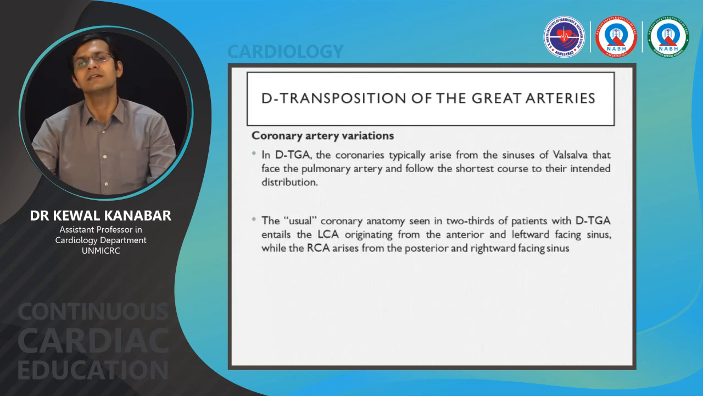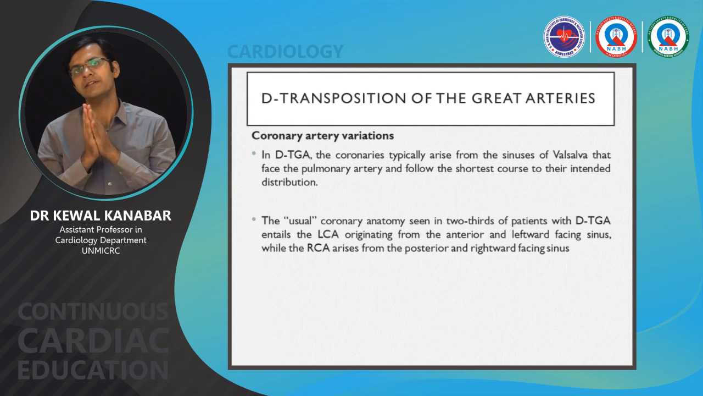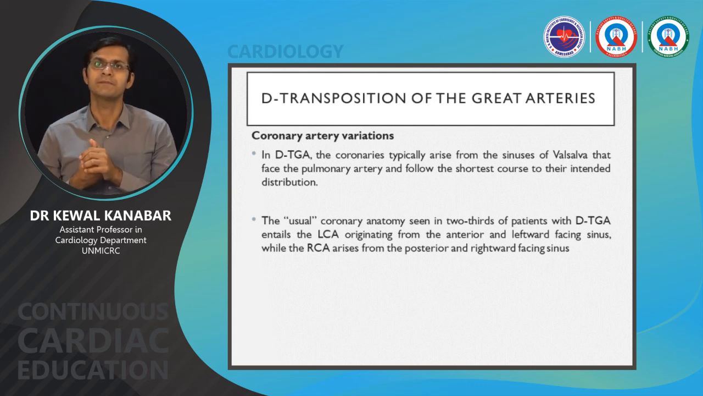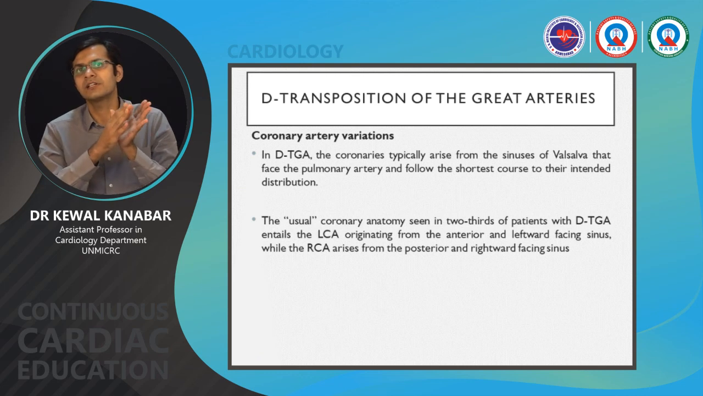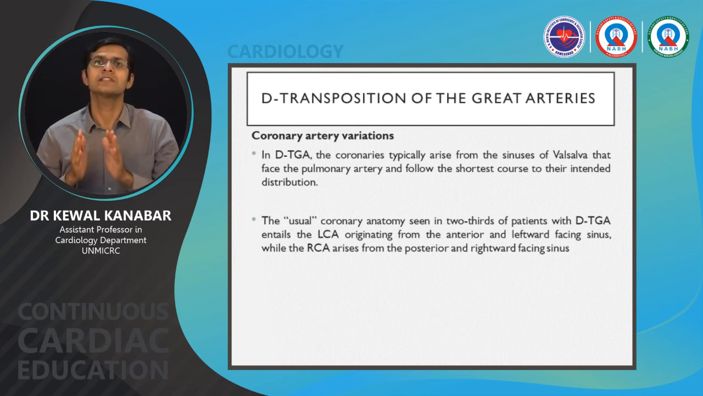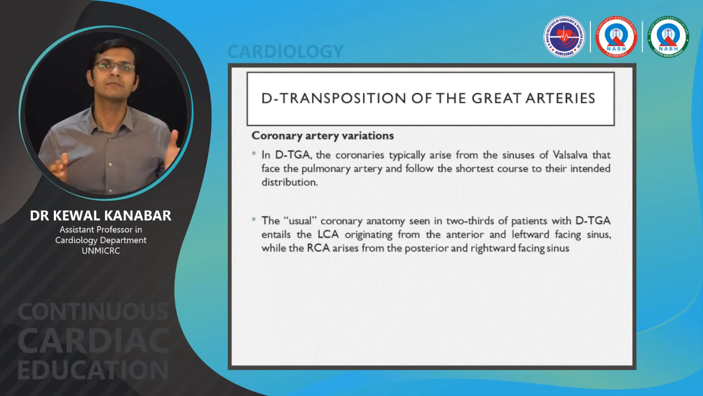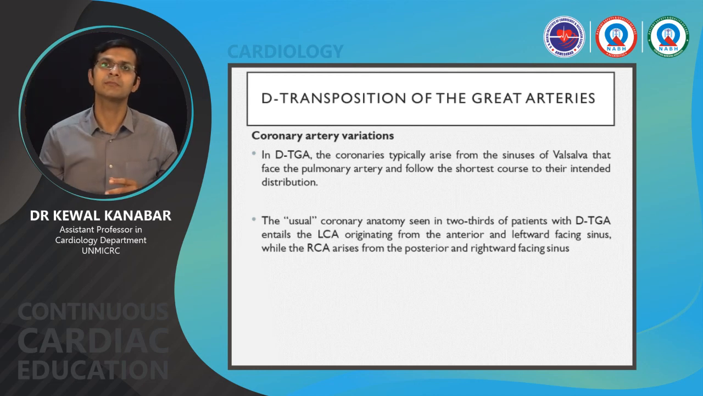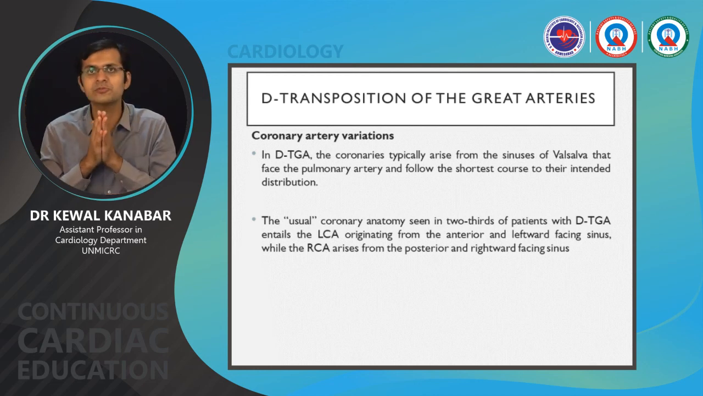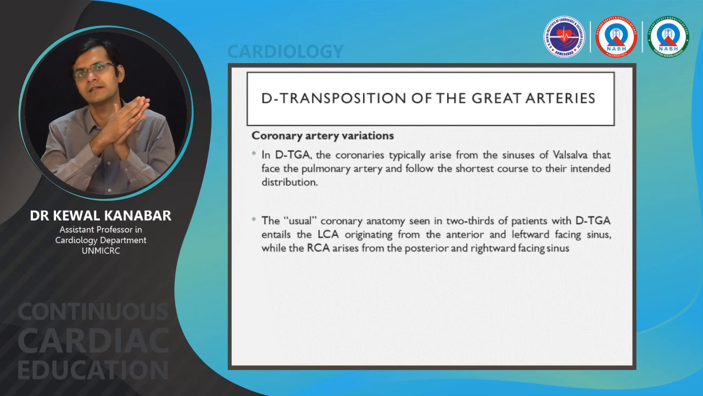Now, in TGA, the usual connection is the left atrium. It goes to the left ventricle. Left ventricle is connected to the pulmonary artery, right? And the right atrium is connected to the right ventricle. Right ventricle is connected to the aorta. So, rather than the circulation being in series, this circulation is in parallel. The systemic blood flow comes from IVC, SVC into RA-RV and then goes into the aorta. The pulmonary circulation comes from the LA-LV and then goes into the pulmonary artery. So, at some level there has to be a mixing between the systemic circulation and the pulmonary circulation.